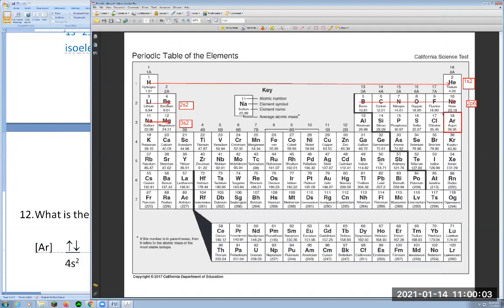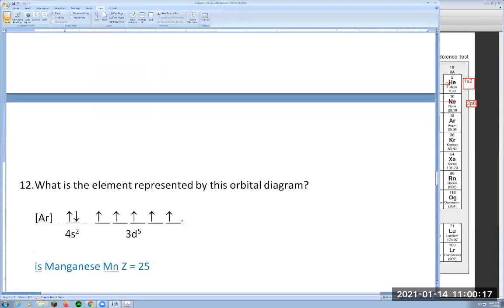So let's look here. Atomic number 25 is manganese. Manganese is atomic number 25. So that means this orbital diagram represents manganese, right? Because of the number of electrons.